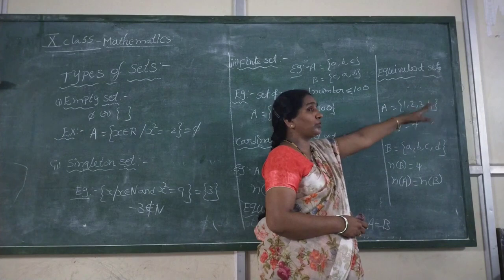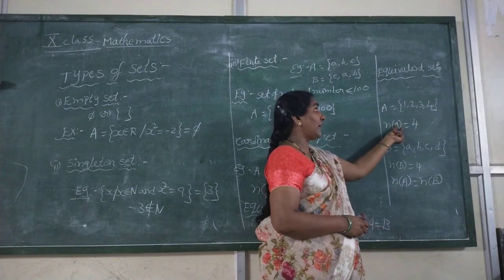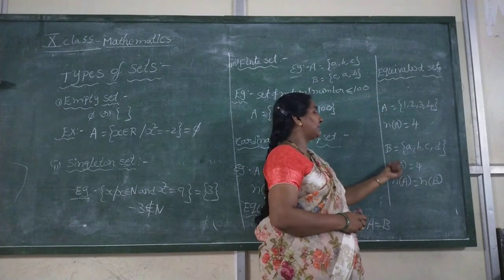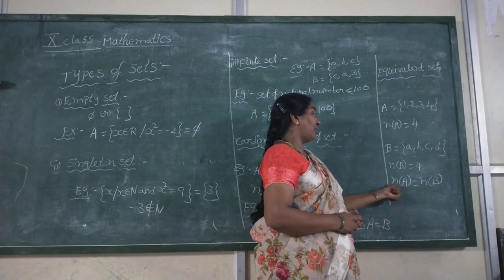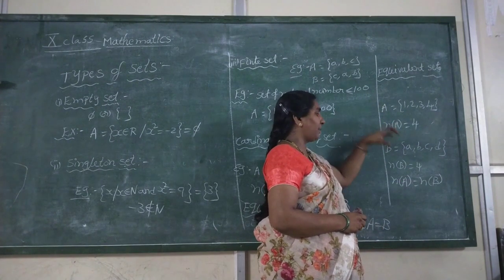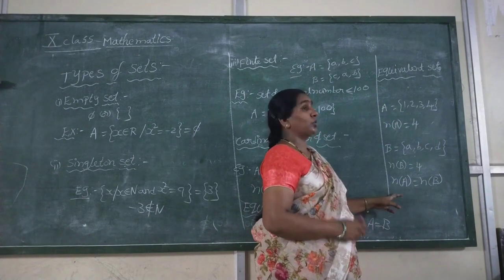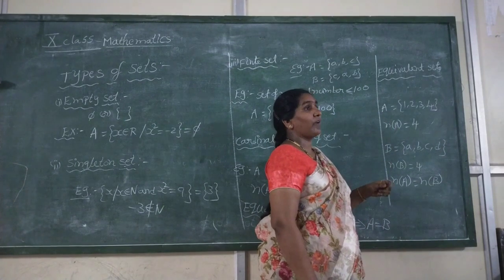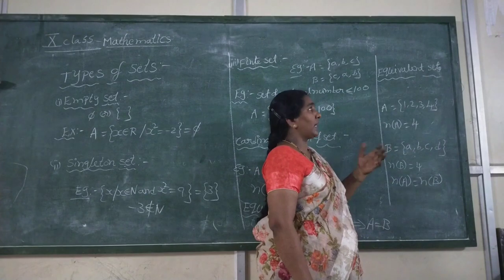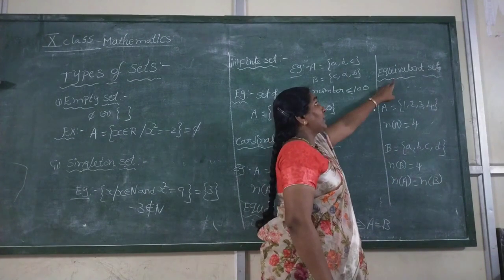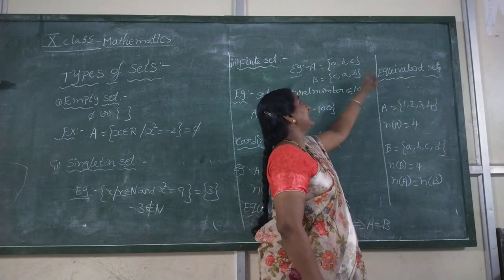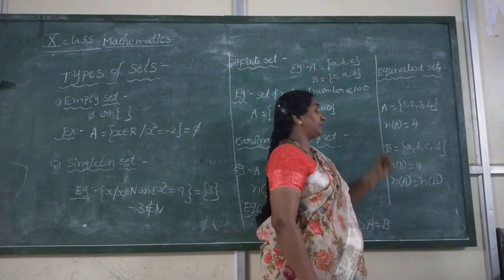A equal to {1, 2, 3, 4}. The number of elements in the set A is 4. B equal to {a, b, c, d}. The number of elements in the set B is 4. n(A) equal to n(B). The number of elements in A and in B are equal, so those two sets are called equivalent sets. Here there is no need for the same elements. All equal sets are equivalent, but all equivalent sets need not be equal sets.